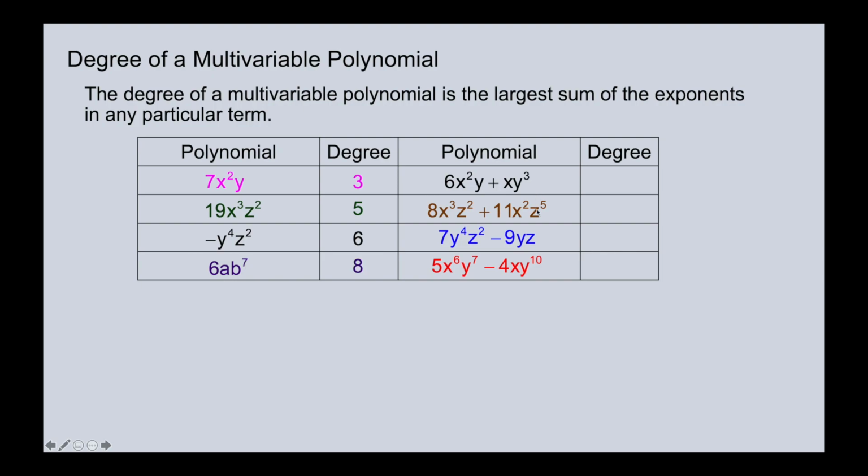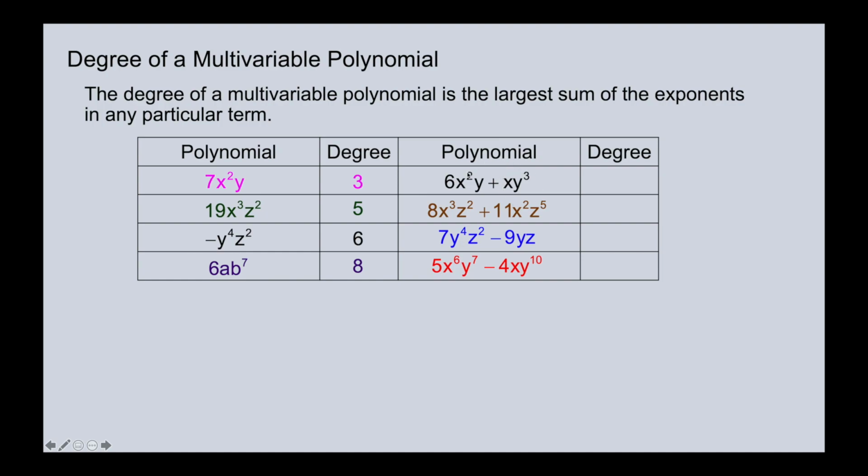Now it's a little different here because here I have the sum or difference of terms. So when I'm looking at this first one, again, they cannot be combined. And what I'm going to do here is I'm going to assess what the degree of each of these monomials, the single term expression, would be.